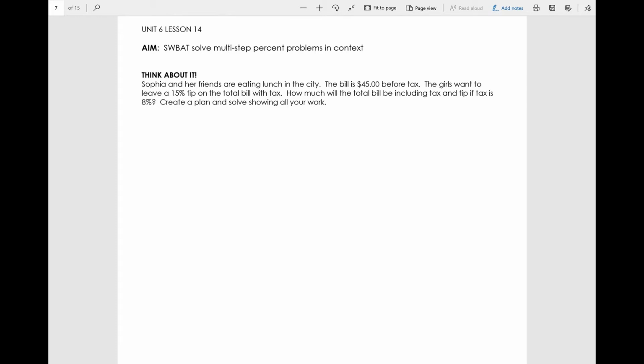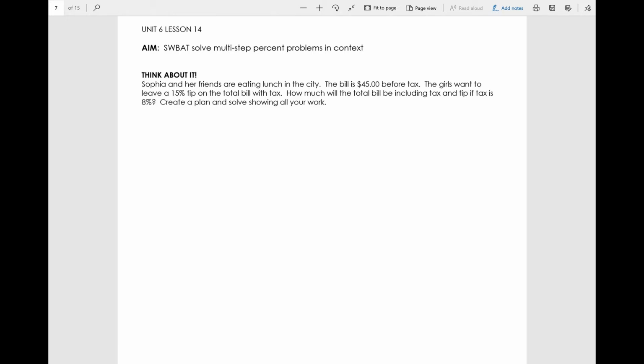It says, Sophia and her friends are eating lunch in the city. The bill is $45 before tax. The girls want to leave a 15% tip on the total bill with tax. How much will the total bill be, including tax and tip, if tax is 8%? Create a plan and solve showing all your work.